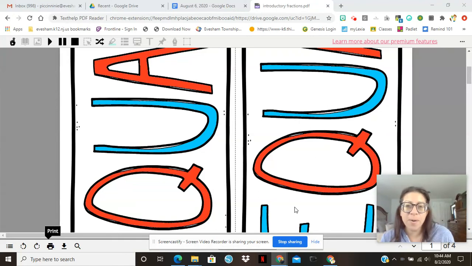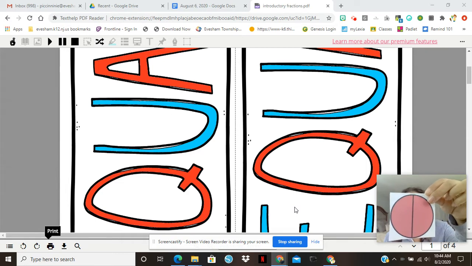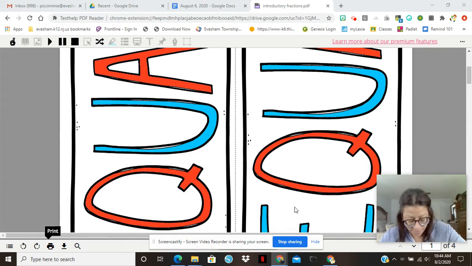Hi guys, we're going to talk about fractions and about equal and unequal parts. Fractions just means that a whole has been divided into parts. So for example, this circle has been divided into half. These are two equal halves. The one side has exactly the same amount as the other side.